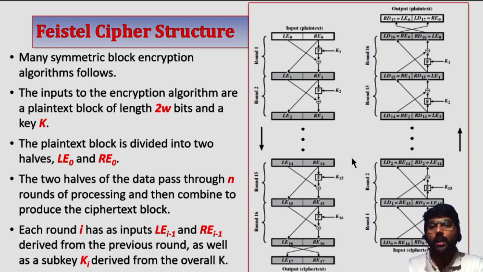Now, in each round, the input is actually the previous output. For example, if you go to round number i, the input is taken from the left hand side of i-1 and the right hand side of i-1. Actually, it is derived from the previous round. And it will take one key called Ki, and this Ki is derived from the key K, which is provided at the beginning.